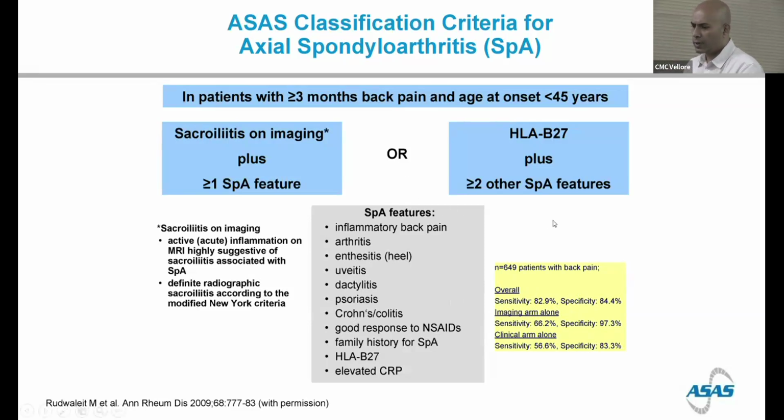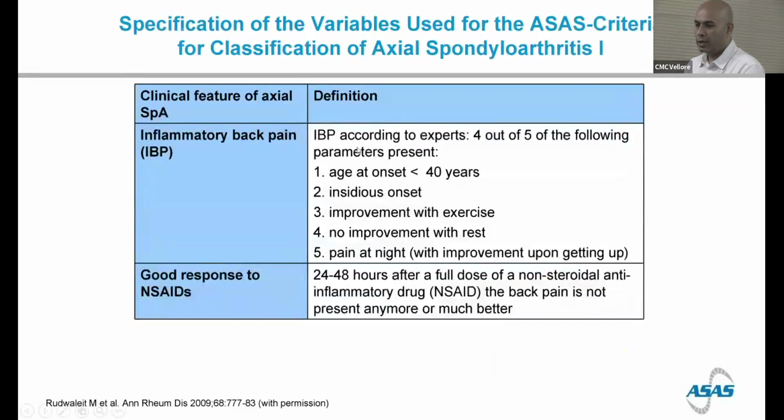So I'll just run through these SpA features because each of these has its own definitions. Inflammatory back pain: you need to have 4 of the following 5. The patient has to be less than 40. Earlier the classification criteria was 45. This is 40 years, essentially bringing home the point that it has to be a young patient, right? You can't really think of somebody who is above 50. It has to be an insidious onset because you have the other group which has an acute onset, which is catastrophic, like a disc or something, an infarct. All these things can have an acute onset.